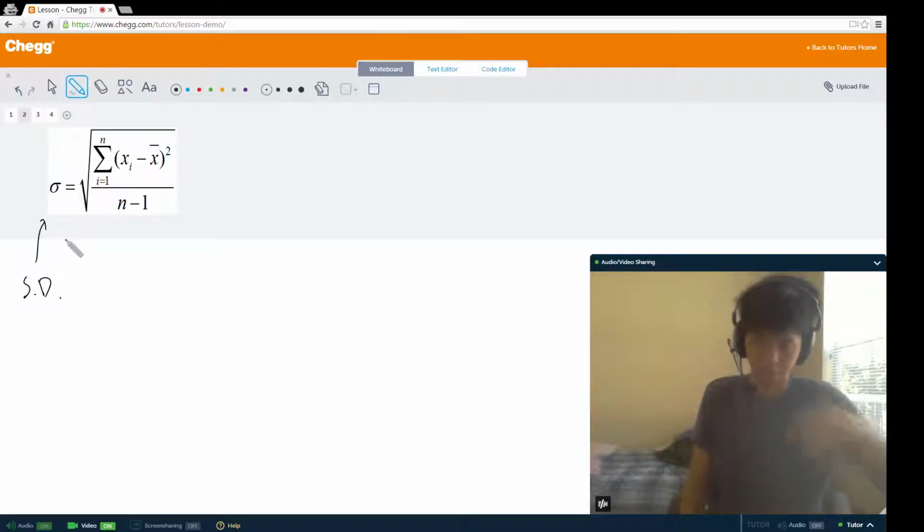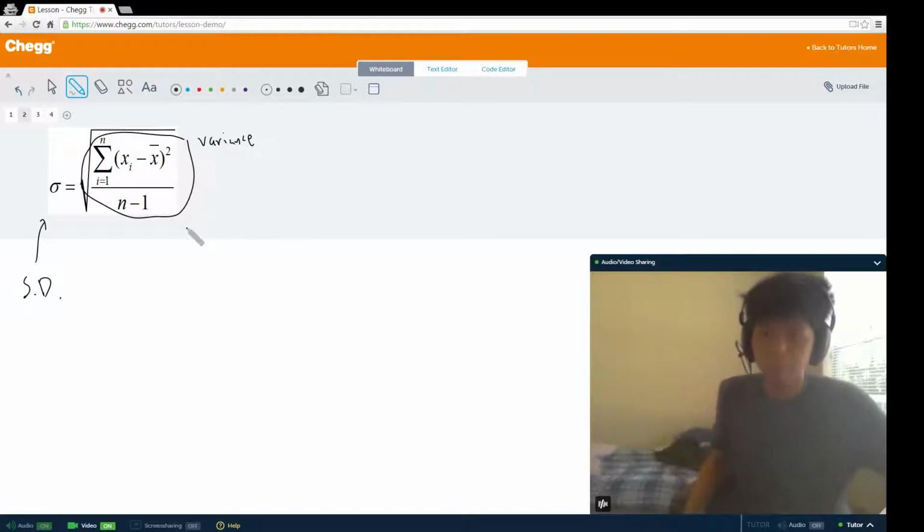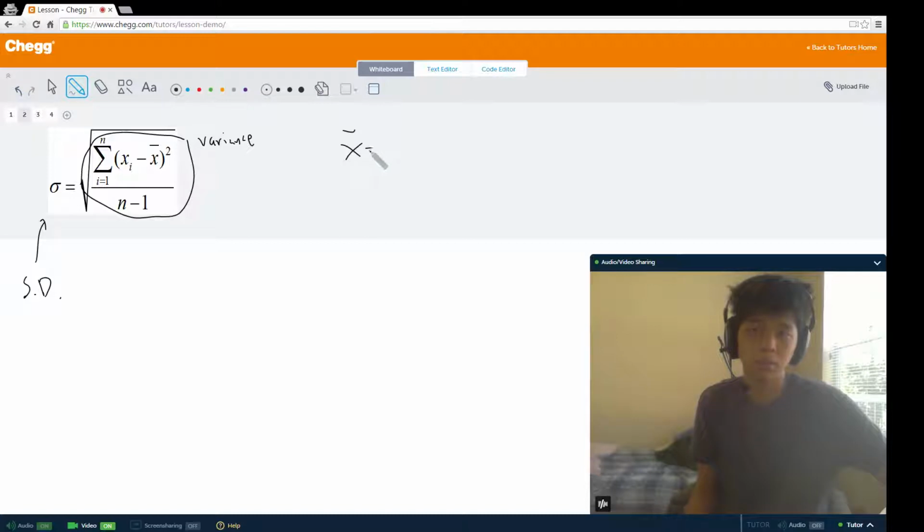Okay, so that's our standard deviation. So here we have the root of some big thing. So here is the variance. Everything underneath the root sign represents the variance, which you don't really need to know. So what does everything else mean? Well, your x bar is your mean of your sample or your data set. Mean of data is your x bar.